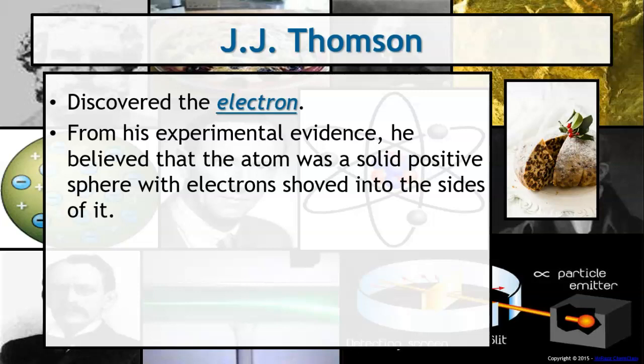And so after concluding that there were these negative charges in an atom, he decided he needed to come up with a model to try and show people what he thought an atom looked like. It was his belief that an atom was a round sphere that was essentially positive, but it was full of these little negative pieces that had kind of been shoved in there, so to speak.